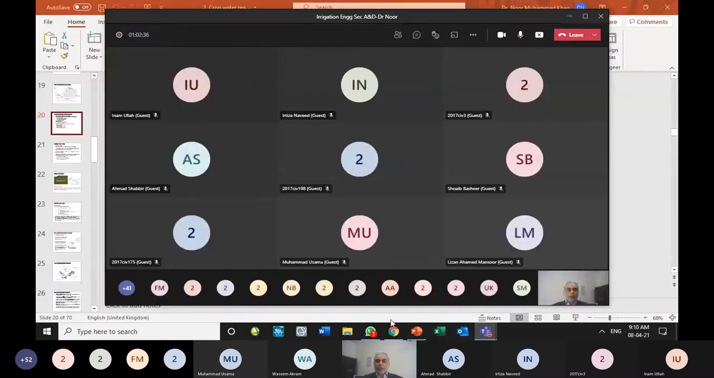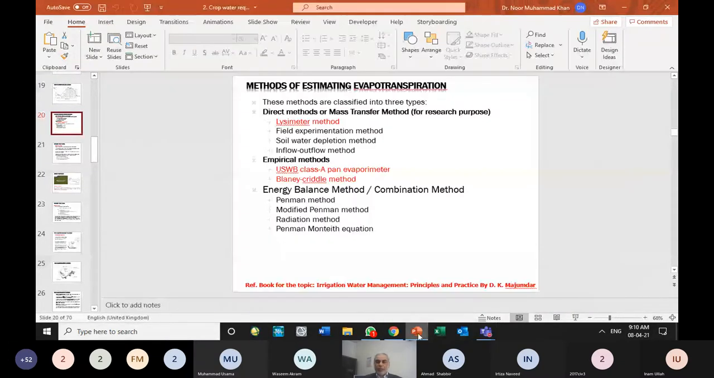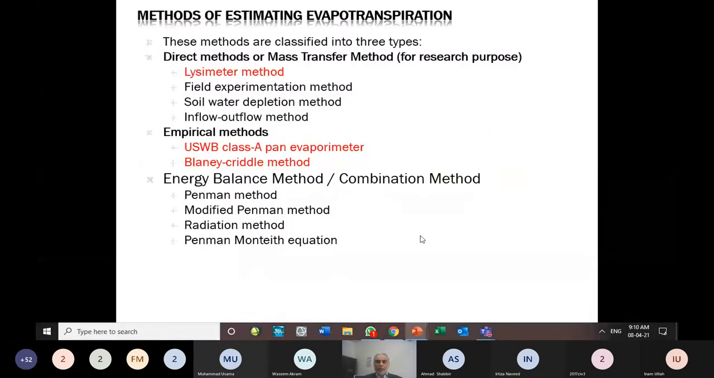Okay, so in continuation we were studying the methods of measurement of evapotranspiration. The first method in the group of direct methods of measurement is the mass transfer method. Why do we call them mass transfer? Because water in the form of mass is measured in it, so we measure the transfer of mass. You will see it in the lysimeter method and in the field experimentation method. The field experimentation method and the lysimeter method are similar to each other.